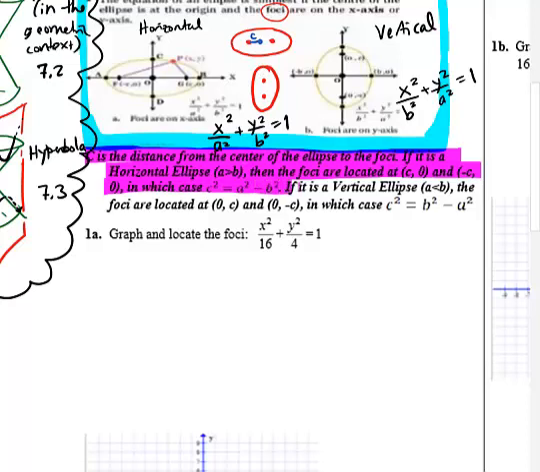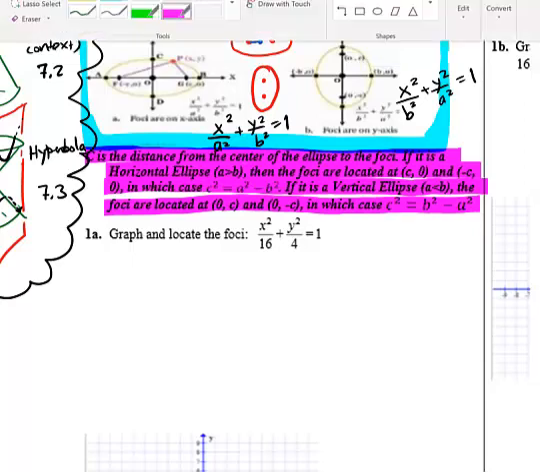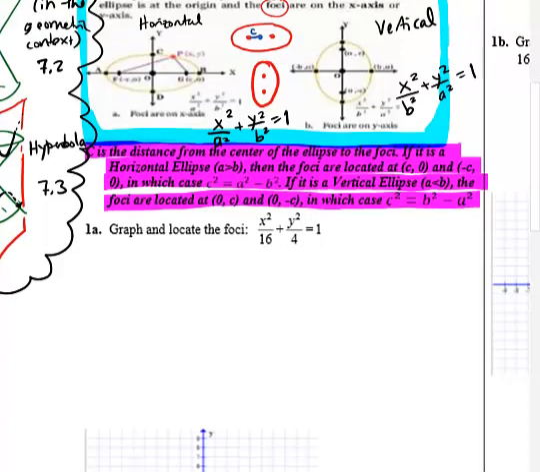In which case, c squared equals a squared minus b squared. If it's a vertical ellipse, which pretty much just means it's taller than it is wide, the foci are located at (0, c) and (0, negative c), in which case c squared equals b squared minus a squared. Oh, that's a lot to take in. You definitely need to practice on these and see a lot of examples to really get it.